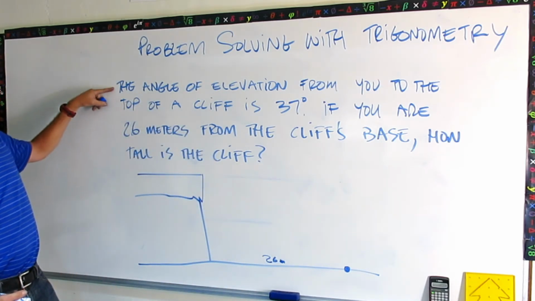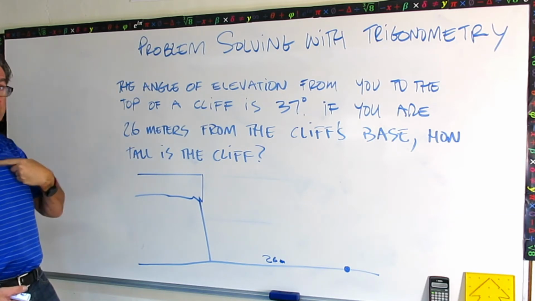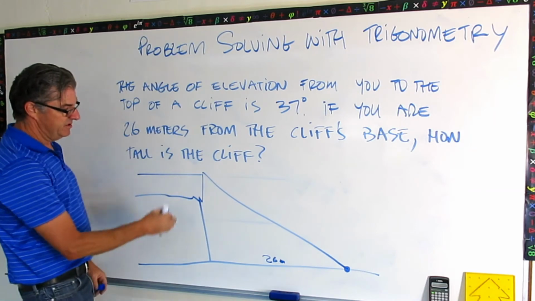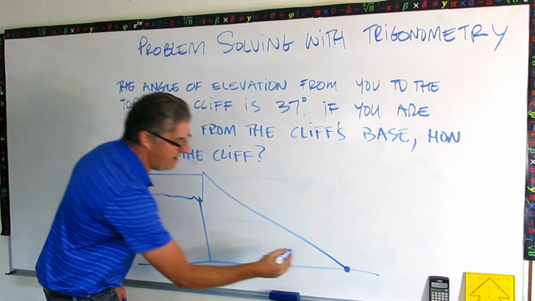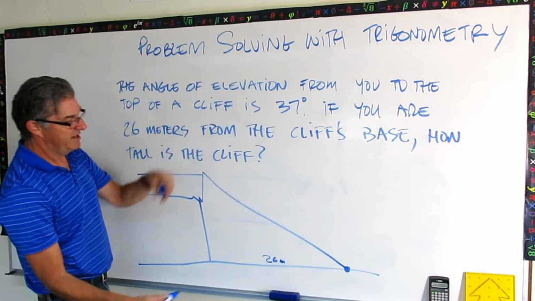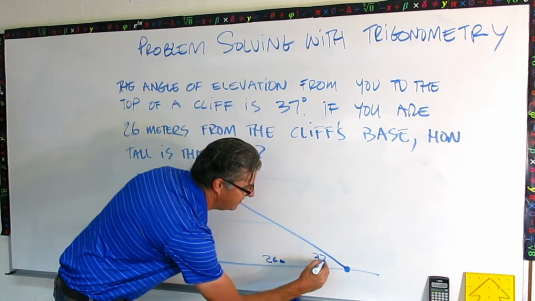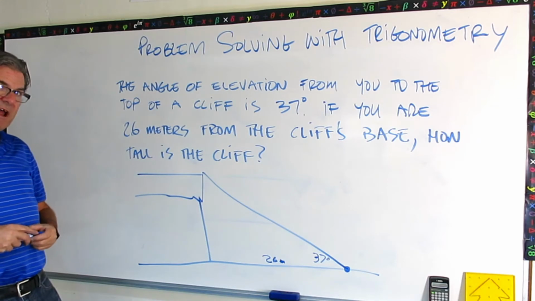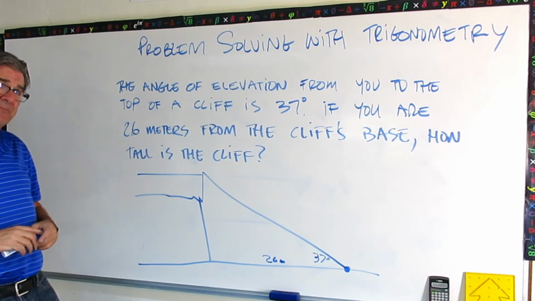Now, we're talking about the angle of elevation from me to the top of the cliff. So I'm looking up to the top of the cliff, that'll do. And here's my angle of elevation, and I know that it's 37 degrees. Okay? So now I have my diagram with one exception.